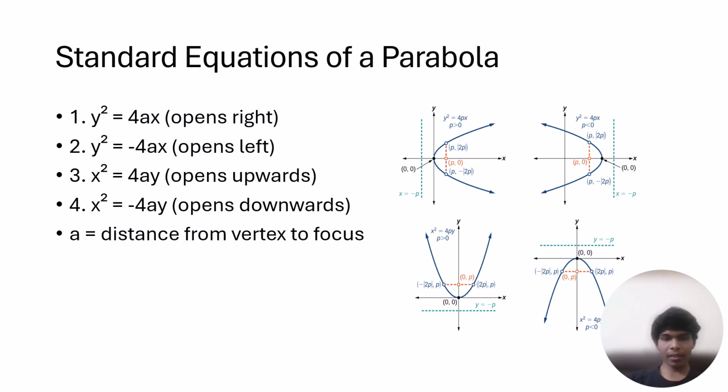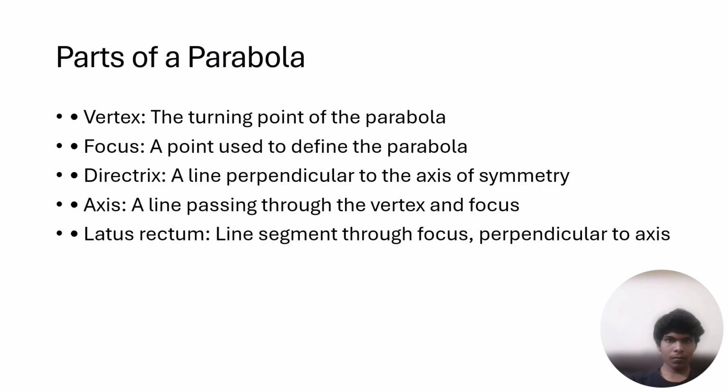As you can see, when there is y square, the parabola opens sideways. Parts of a parabola: Vertex, the turning point of the parabola. Focus, a point used to define the parabola. Directrix is a line perpendicular to the axis of symmetry. Axis, a line passing through the vertex and focus. Latus rectum, a line segment through the focus perpendicular to the axis. These are the parts of a parabola.